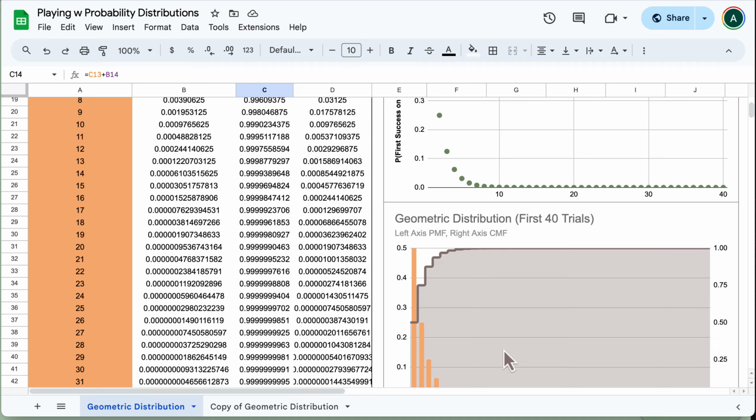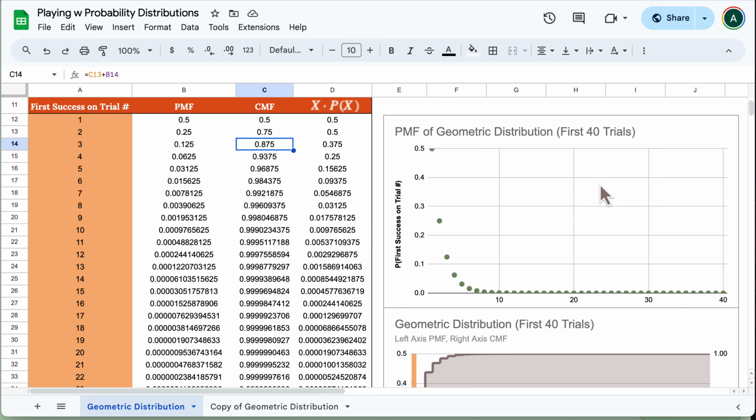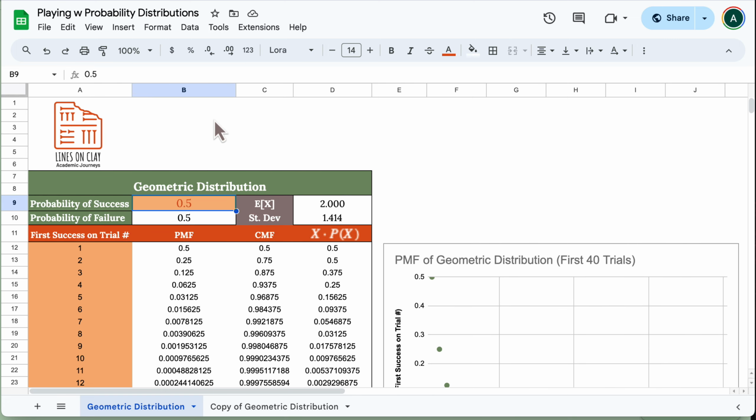We also created this visual for your benefit that has the PMF on the left side and then has the CMF on the right side moving up towards 1. Again, we stopped arbitrarily at 40 trials. So what we want you to do is go in and plunk around here, and all you have to do is change this one value, this probability of success value. That's what we would call the parameter, the one parameter of the geometric distribution.